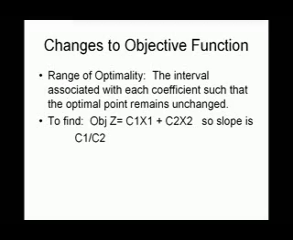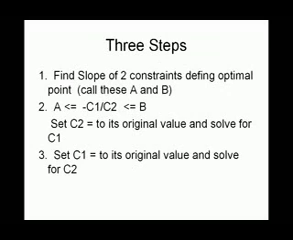To find this, you first figure out the slope of the objective function, which is minus c1 over c2. I should have a minus sign in front of there. And there are three steps. Step number one, find the slope of the two constraints that define the optimal point. And as long as the slope of the objective function stays within that range, then there's not going to be any change to the x values. But if we go outside that range, that's where the x's are going to change.